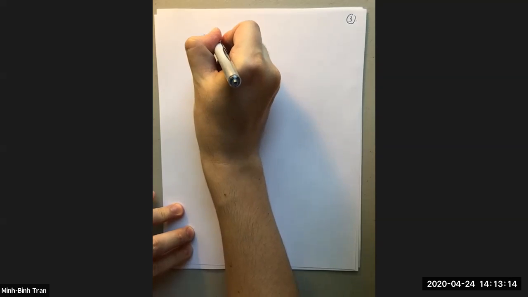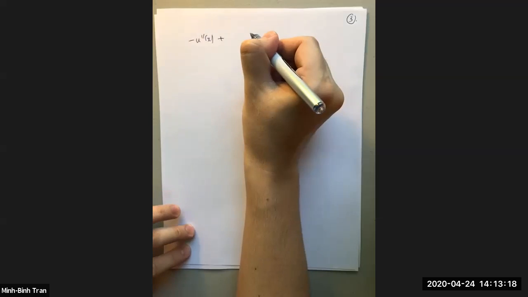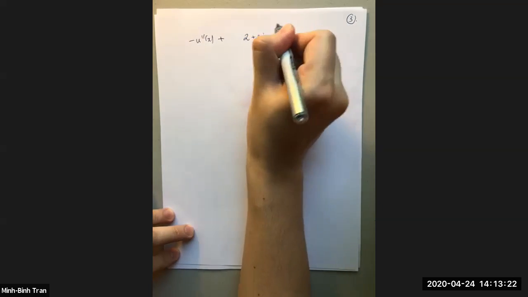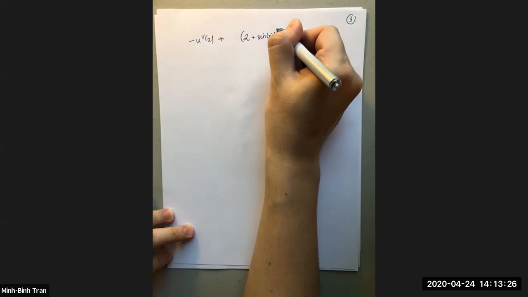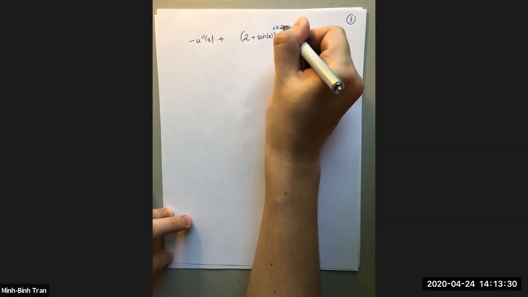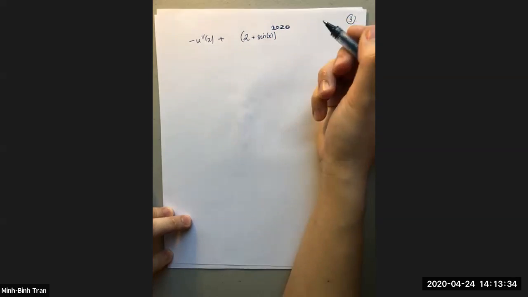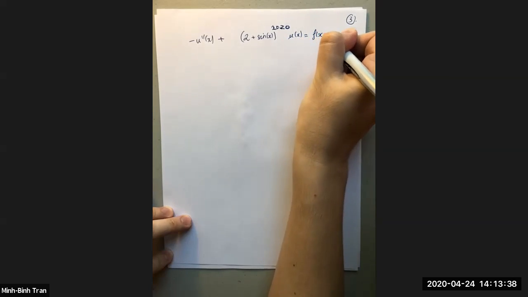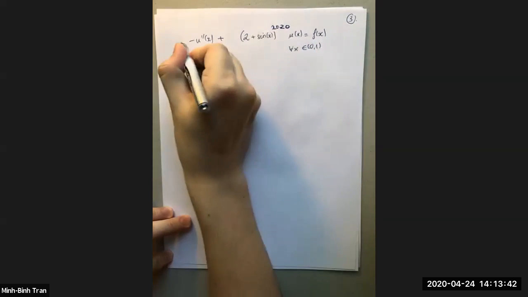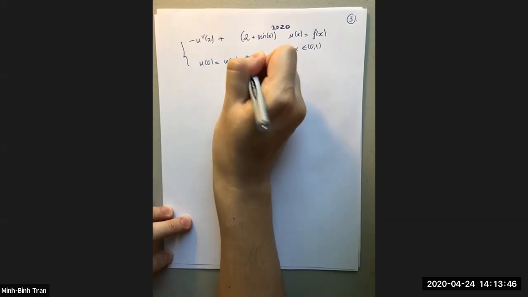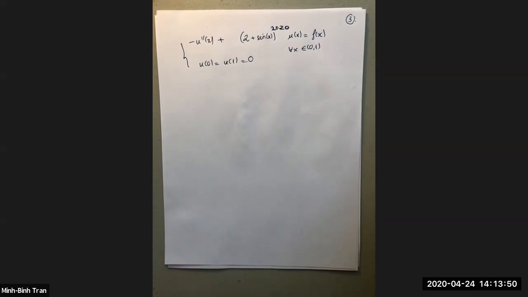Now, to give you the big picture, I'm going to go over a few more examples. So now I'm going to consider this equation in which the coefficient of u is variable, so this is 2 plus sine x to the power 2020, times u x, and this is going to be f x. You have to solve it for all x in 0, 1, and u at 0 and u at 1 are both 0. When you look at this equation, can you tell me if you have a unique solution or not? Yes, no?